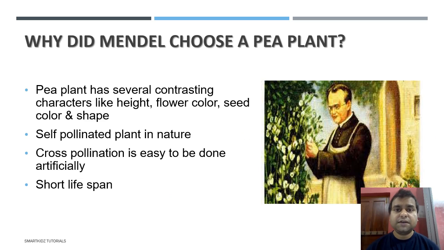Next, he also found that the pea plant has a very short lifespan. Now you may say, why is that important? Isn't it a bad thing to have a short lifespan? For genetics, we have to look for transmission of characteristics. Sometimes we do not see one characteristic being transmitted to the immediate generation, that means the offspring. Let's take a human example.